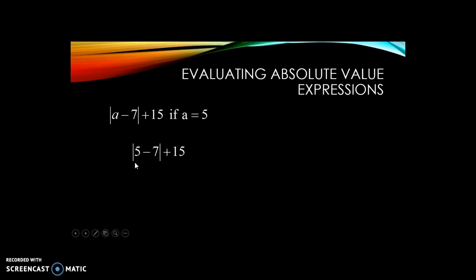So we do not use the distributive property with absolute values. Keep that in mind. Then we get negative 2, and the absolute value of negative 2 is 2. Remember, it makes negative numbers positive and does absolutely nothing to positive numbers. Then we add those two together and we get 17.